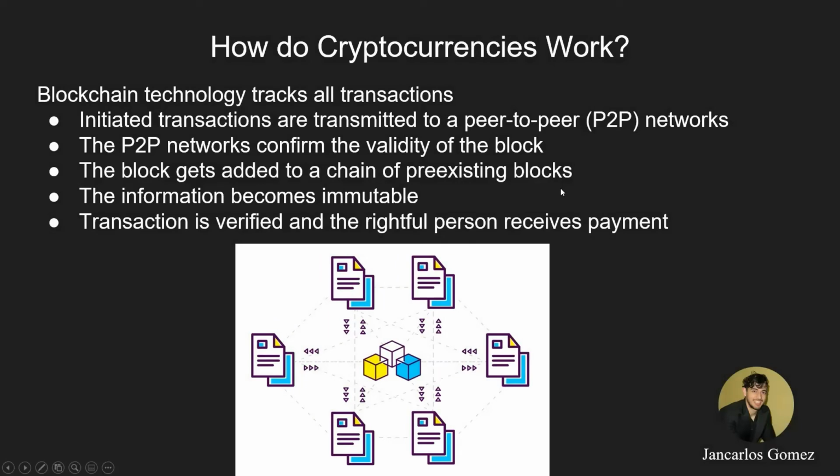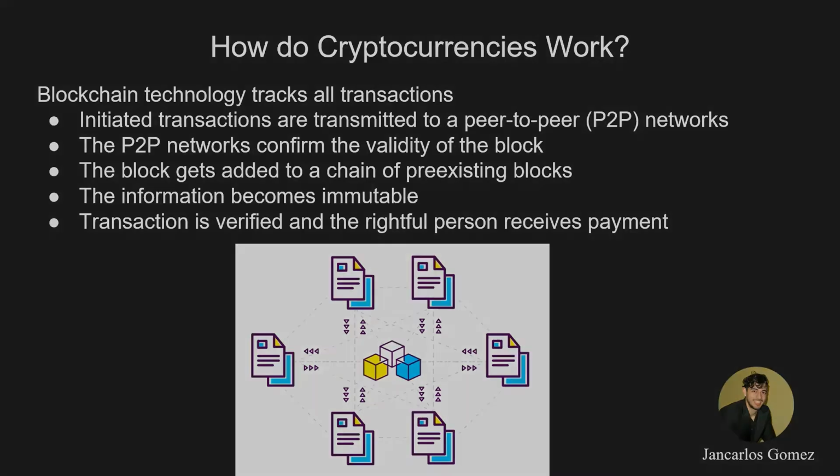How do cryptocurrencies work? Well, they rely on blockchain technology, which tracks all transactions. Initiated transactions are transmitted to a peer-to-peer network. The peer-to-peer network confirms the validity of the block. The block gets added to a chain of pre-existing blocks. Then this information becomes unchangeable. The transaction is then verified and the rightful person receives their payment.